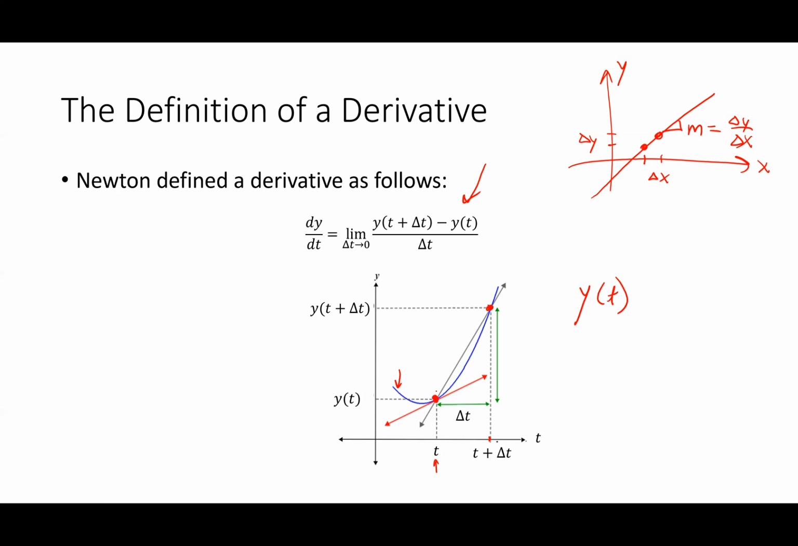So if I just said, all right, I want to calculate the slope, knowing that I have this delta t, so this is my run. My rise would be y of t plus delta t minus y of t. This is my rise. This is my run. And I just calculate my slope by saying rise over run. What the heck is this limit as delta t goes to 0 crap?